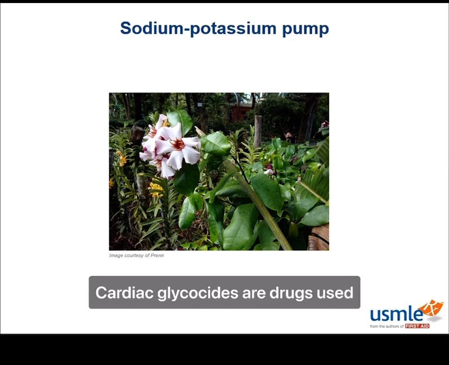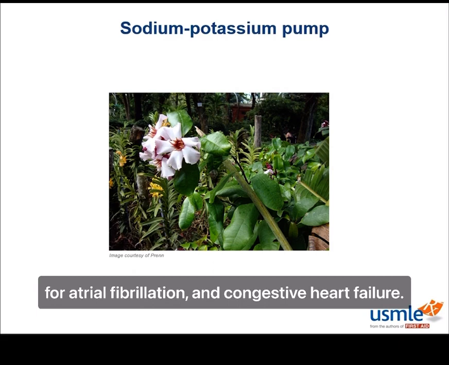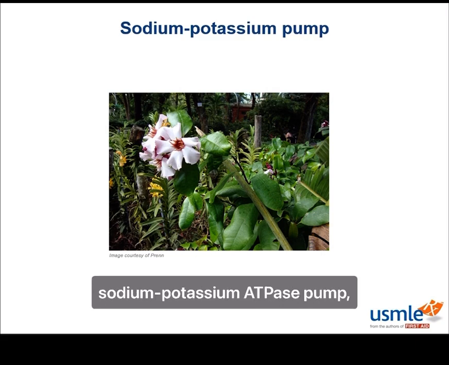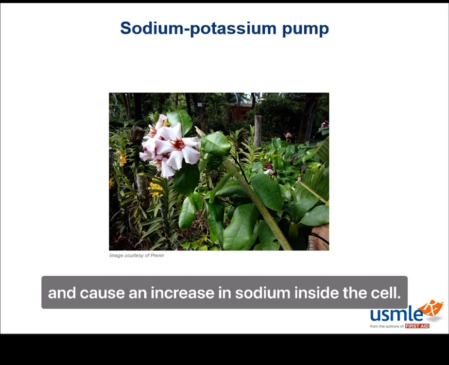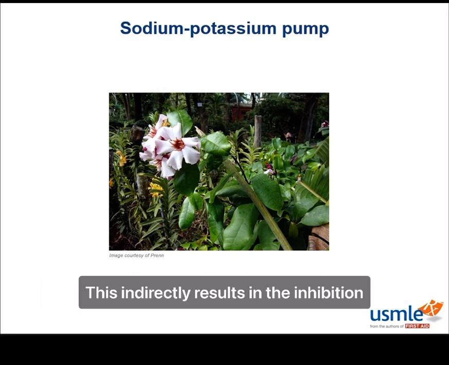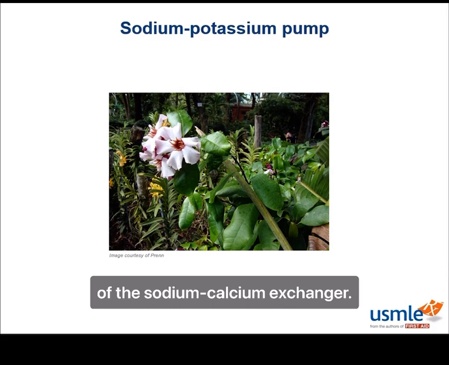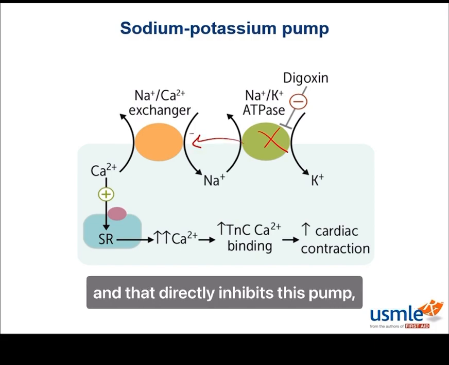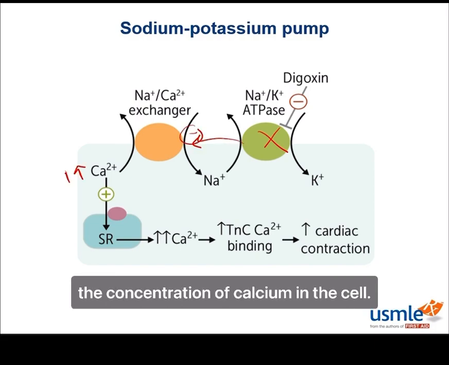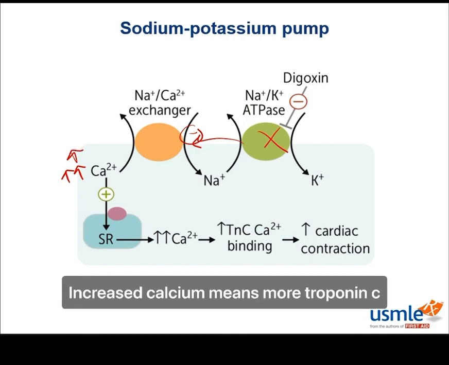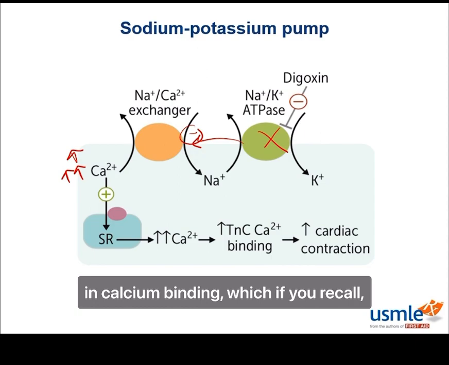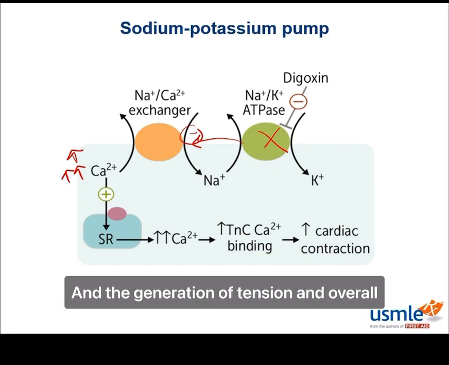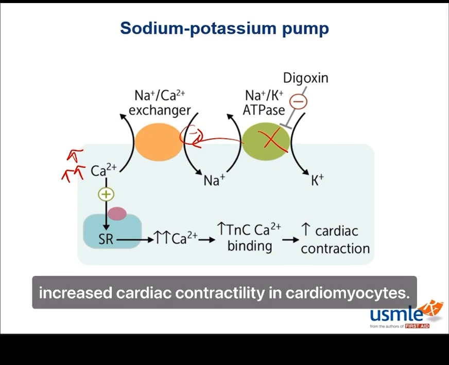Cardiac glycosides are drugs used for atrial fibrillation and congestive heart failure. Digoxin and digitoxin fall under this category. These drugs directly inhibit the sodium-potassium ATPase pump and cause an increase in sodium inside the cell. This indirectly results in the inhibition of the sodium-calcium exchanger. So digoxin inhibits the sodium-potassium ATPase, and that indirectly inhibits this exchanger, and this ultimately increases the concentration of calcium in the cell. Increased calcium means more troponin C and calcium binding, which, if you recall, allows for myosin and actin cross-bridge formation and the generation of tension and overall increased cardiac contractility in cardiomyocytes.